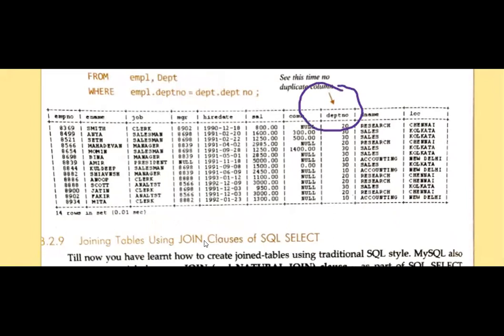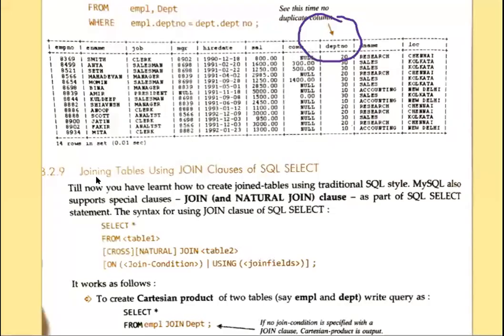Then the next thing is, now you have so many clauses given over here for joining. The very first clause is joining tables using the join clause. In this, they have given 3 options basically, or first 2 options basically. First is the cross join, second one is the natural join. How are you going to use this?